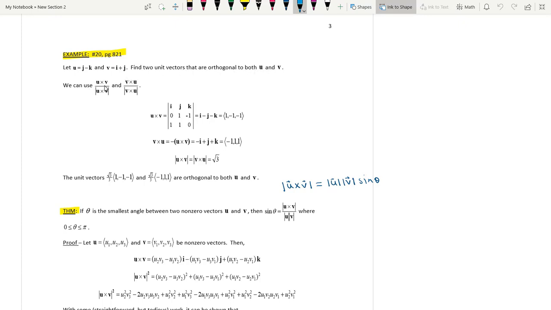So if u cross v goes upward, then v cross u goes downward. First find u cross v, which is (1, -1, -1), and v cross u would be the opposite of this one. So if you multiply by -1 here, you will get this result. Now find their modulus, you will get square root of 3, and now divide u cross v, this result, by its modulus, then you will get the desired unit vector.